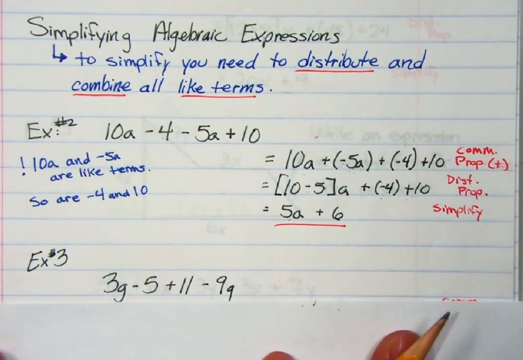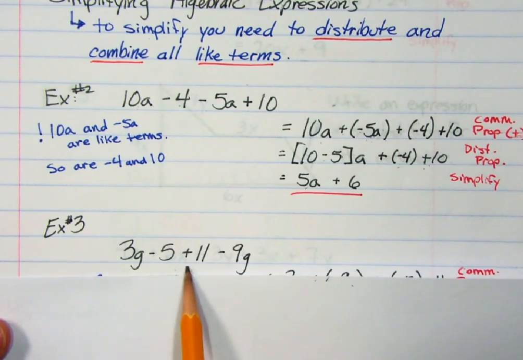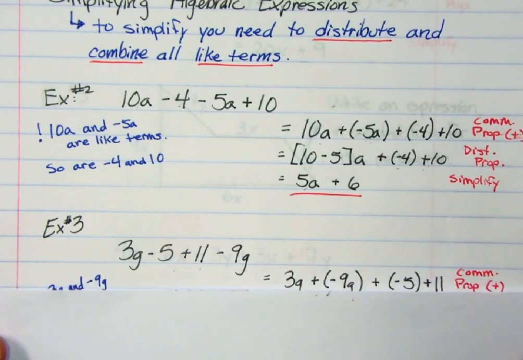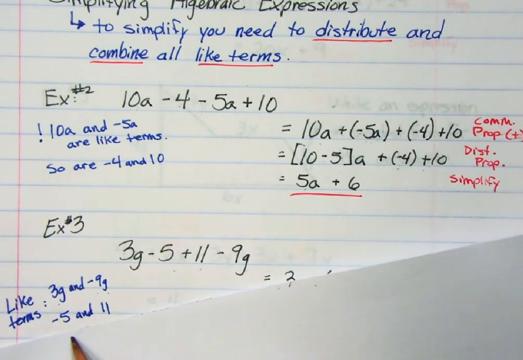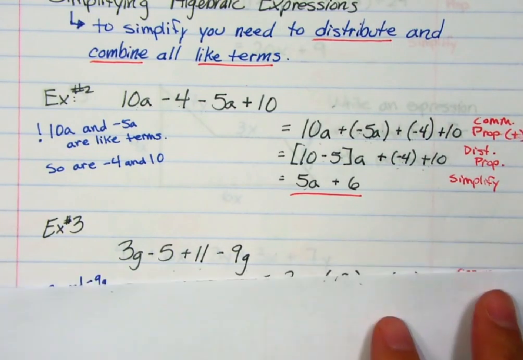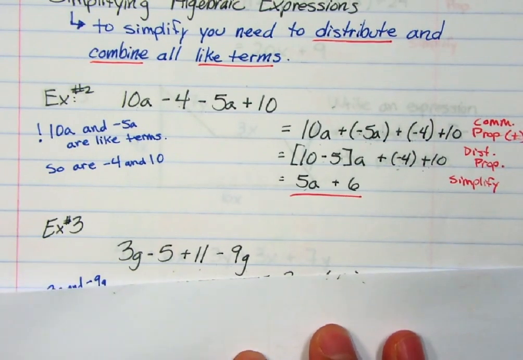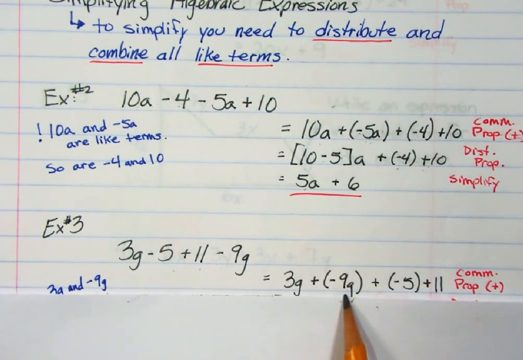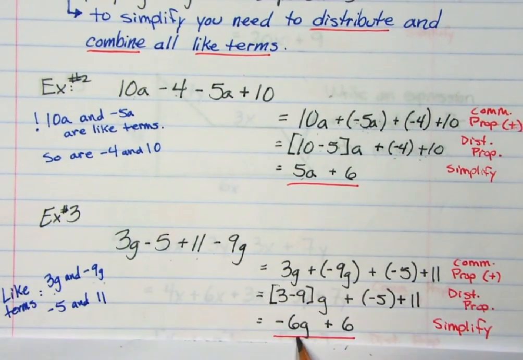Let's take a look at another example. Try this one out first, and then I'll show you the answer. 3g minus 5 plus 11 minus 9g. All right, so the first thing I would have done is notice that, hey, right away, 3g and negative 9g, those are like terms. Negative 5 and 11 are also like terms. Now that I noticed that, I go ahead and rearrange this stuff. This is just in the beginning, so that you can get more comfortable with it. So I rearrange them. I go 3g and negative 9g. Those are put next to each other, and these two are next to each other. I can combine these two to give me negative 6g and this to give me 6.